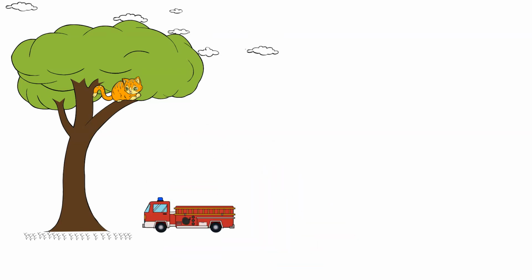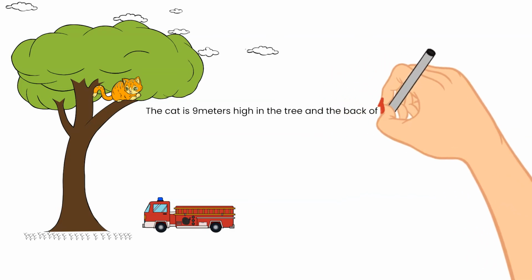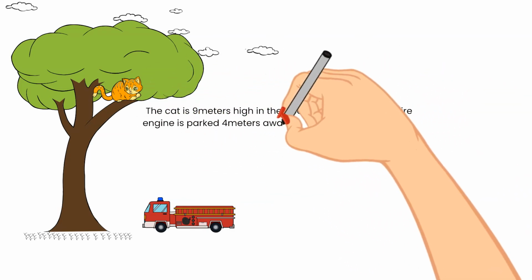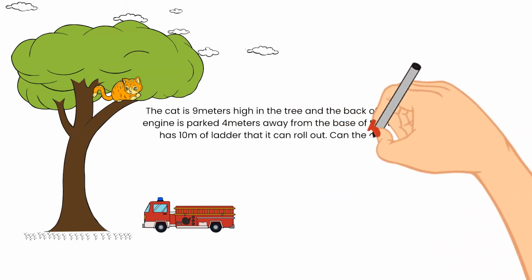Now let's solve some problems with Pythagoras' theorem. Here's a cat and it's stuck in a tree. A fire engine comes along to rescue it. The cat is 9 metres high in the tree and the back of the fire engine is parked 4 metres away from the base of the tree. It has 10 metres of ladder it can roll out. Can the cat be rescued?